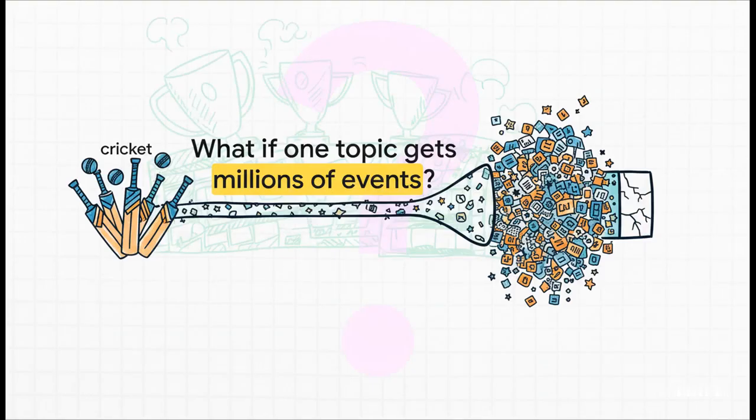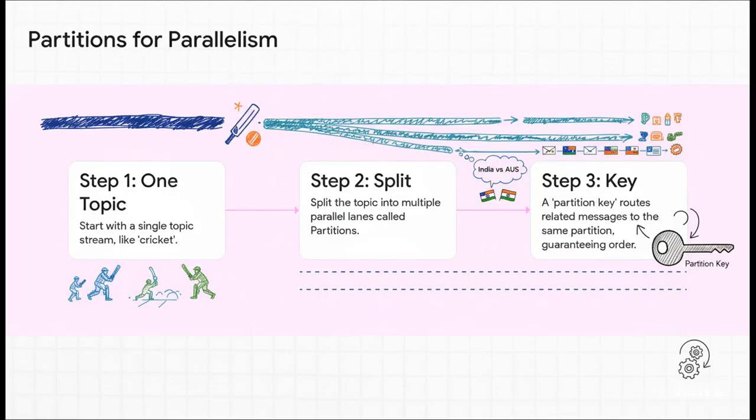But okay, let's stick with our cricket topic. What happens when there's a huge world tournament going on and millions of events are just flooding in every minute? If it's just one single stream, one single receipt roll, that's a problem. Only one system can process it at a time. You've just created a massive bottleneck.